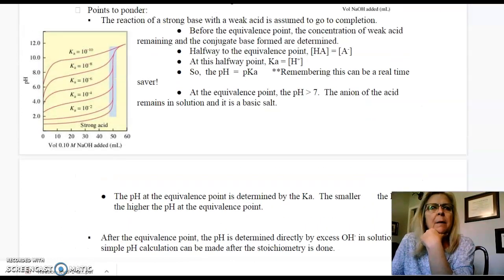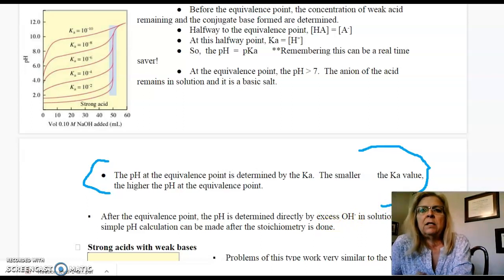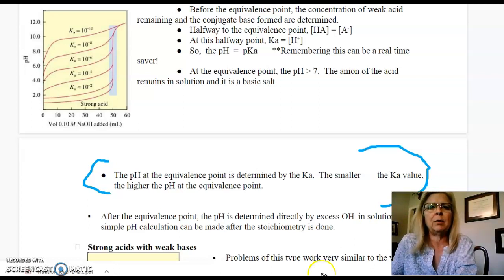Something to think about, and I wanted to bring both of these up at the same time. With this picture, another fact to know is that the pH at the equivalence point is determined by the Ka. So if we can figure out what the Ka is, the smaller the Ka value, the higher the pH. In other words, the weaker our acid is. The smaller the Ka value, the weaker our acid is. That's an important thing to remember.